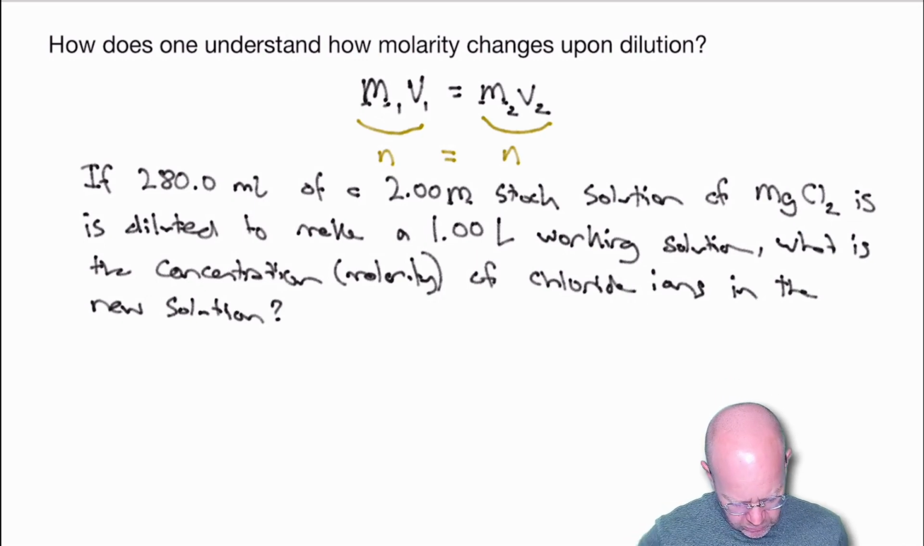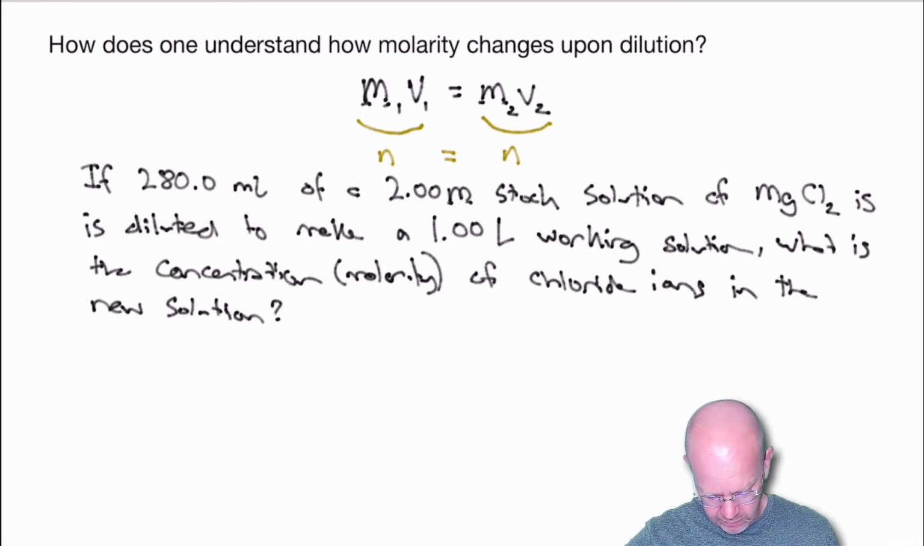Okay, so let's read this question carefully. If 280 milliliters of a 2 molar stock solution of magnesium chloride is diluted to make a 1 liter working solution, what is the concentration in molarity of chloride ions in the solution? Okay, so this is important: we're looking actually for the chloride ions that are in solution.